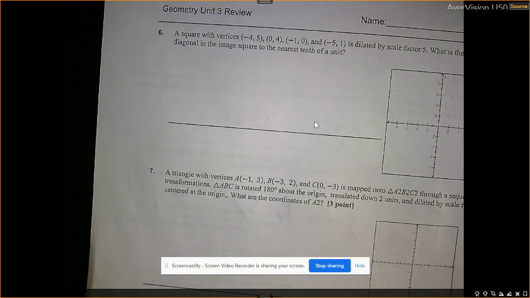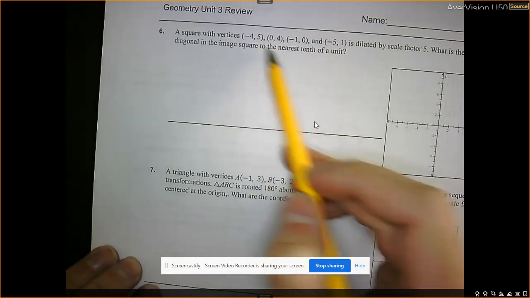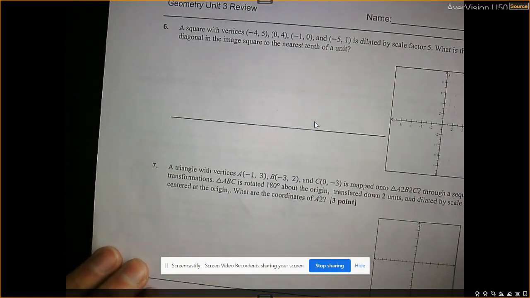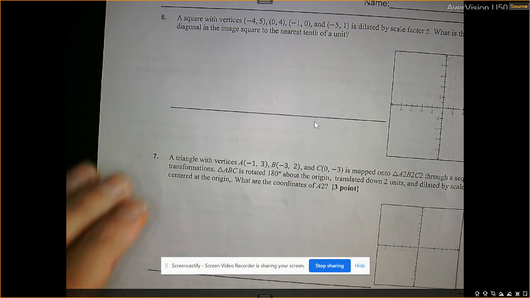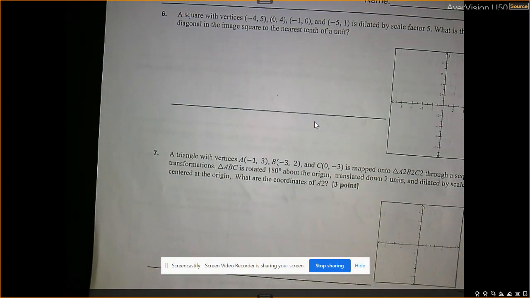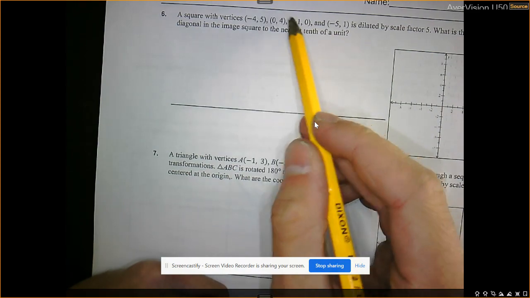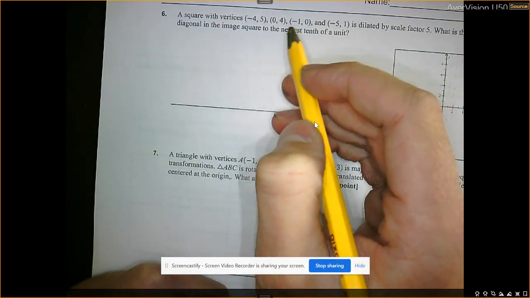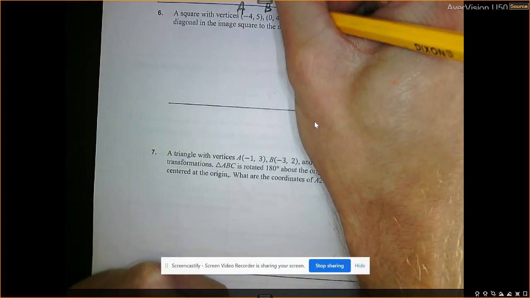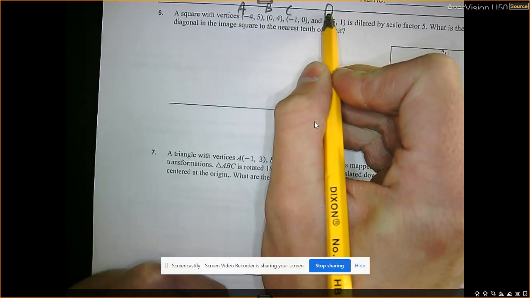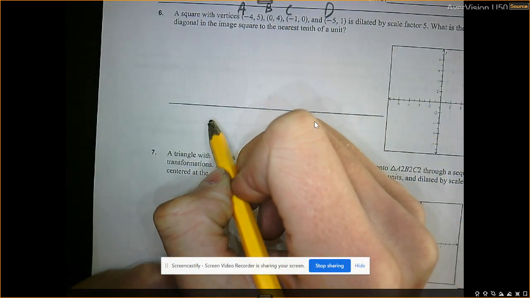It is asking about a square with vertices given to you. It's being dilated by a scale factor of 5. And then it wants to know the length of the diagonal in the image square to the nearest tenth of a unit. Really you can pick any two that are not right next to each other. Like if this were A, this were B, and this were C, and this were D. Well, B and D are going to be diagonal of each other, and A and C are going to be diagonal of each other. So I'm just going to use B and D.